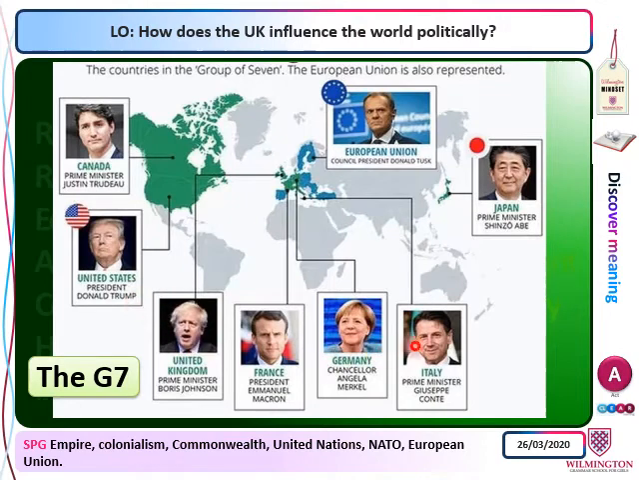So the G7 is essentially these prime ministers and leaders. These are the leaders of the countries, and it's these 7 who are talking to each other, and they are working closely together. And because we are part of this club, this gang, this organisation, we are able to influence them through what we say and how persuasive our Prime Minister is.